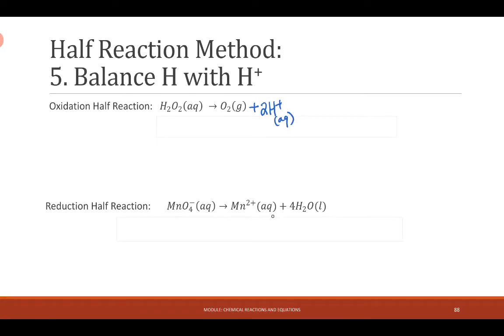Now I need to balance out this one. Since I added the waters over here, now I have 8 hydrogens. And so I have to come back over onto the reactant side and add 8 H+ ions to balance out my hydrogens.